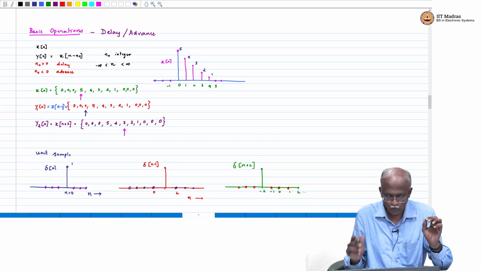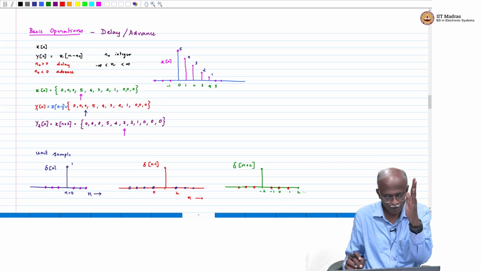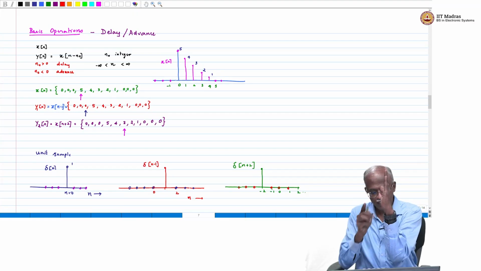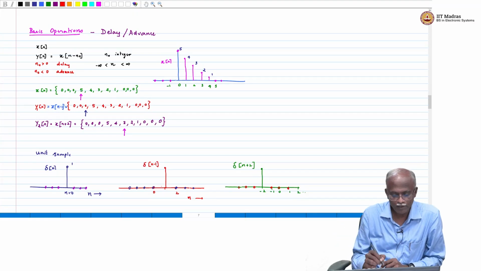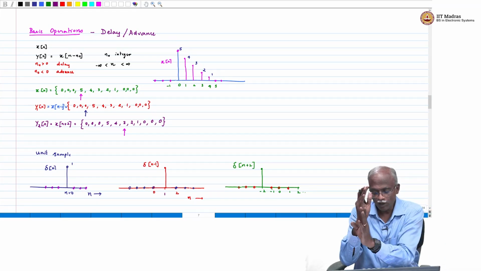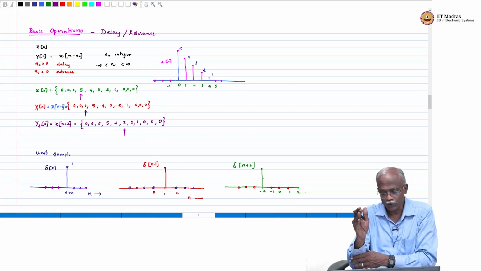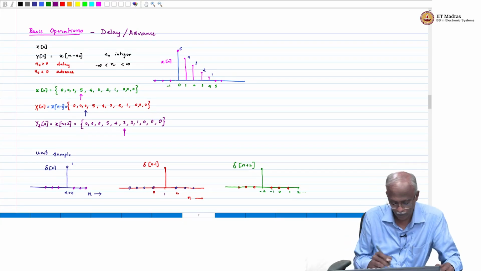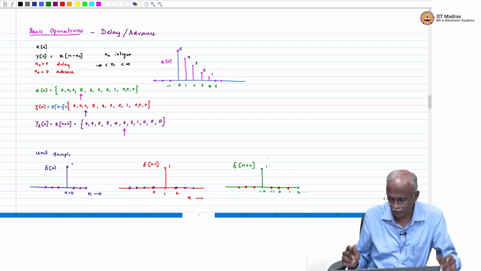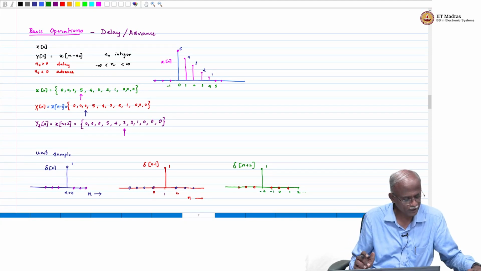Now, one of the easiest signals in which we can remember this is delta of n, which has a value 1 at n equal to 0. Delta of n minus 1 shifts to the right by 1 unit of time. So basically with the index equal to 1, it will have the amplitude equal to 1. Delta of n plus 2 shifts to the left or advances by 2 units of time, and at n equal to minus 2, it has an amplitude equal to 1. All of these have amplitude equal to 1. Okay, I hope you are comfortable with the discrete time signals and the basic operations.